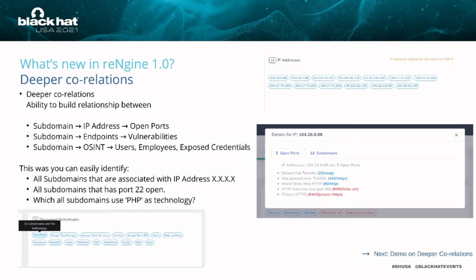The very first feature I think that I should be talking about is deeper correlation. When I say deeper correlation, it's an ability to build a deeper relationship between your subdomain, IP address, and open ports. You have endpoints, right? So subdomains to endpoints to vulnerabilities, subdomains to your OSINT to users, employees, and exposed credentials, right? Suppose at times you got an IP address and you have huge recon data, and you want to find all the subdomains that are associated with this particular IP address.